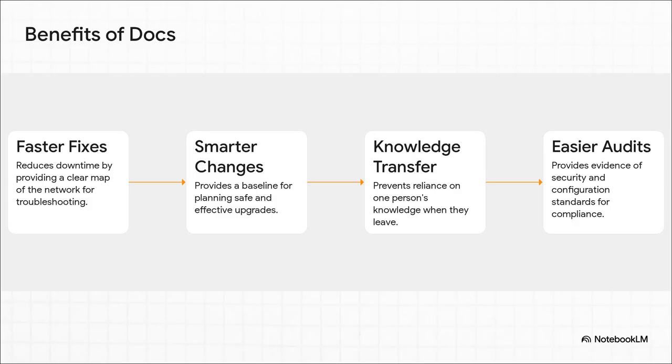I mean, why would a simple diagram or spreadsheet be so important? Well, imagine something breaks at 3 in the morning. With a clear map, you can fix it in 10 minutes. Without one, you could be down for hours. When you need to upgrade, you know exactly what you're working with. It also stops all that critical knowledge from being stuck in one person's head, the so-called tribal knowledge that leaves when they do. And in a lot of industries, it's the only way to prove you're meeting your security and compliance rules.